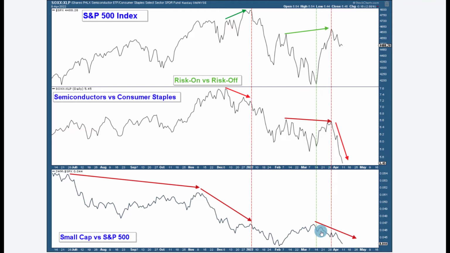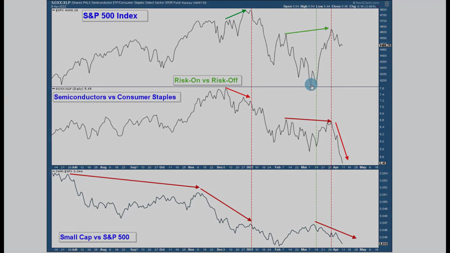The line resumed its downtrend, and we see underperformance not only during that short-term advance, but it has continued throughout this short-term weakness that we've seen over the past week. So in summary, we are in a decidedly risk-off environment where semiconductor stocks are substantially underperforming consumer staples. And that underperformance has accelerated with the short-term weakness that we've seen in the market over the past week. And we've seen an acceleration in underperformance by small caps starting again right here off of those March lows.